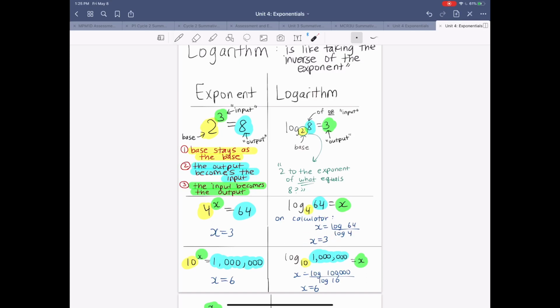10 to the exponent what equals 1 million? Well, you can do the guess and check way, or you can do the matching the base method. Well, x is equal to 6. If you put a twist on it in terms of the log way, which is the exact way, you have log base 10 and then the input of a million, and you can reword it by saying log of a million, I'm missing a 0 there, log of 1 million divided by log 10 is equal to 6.